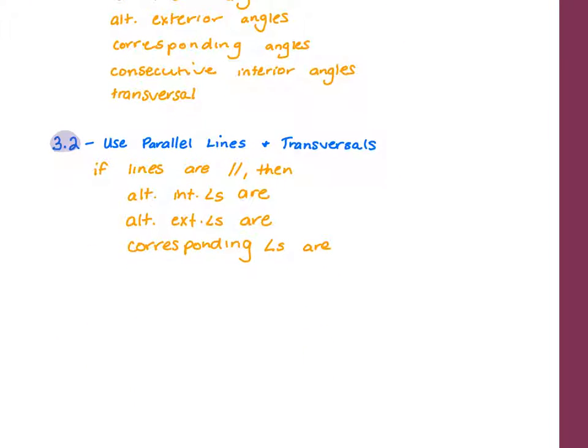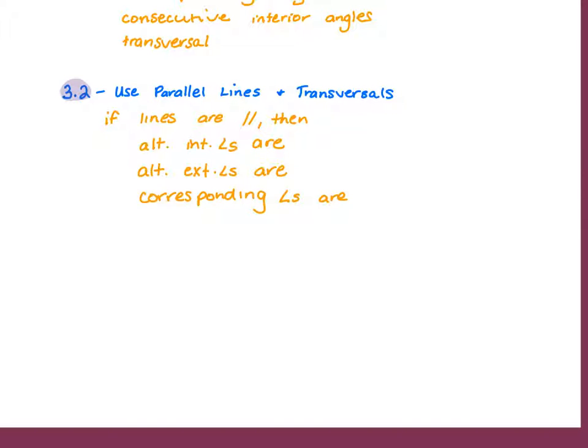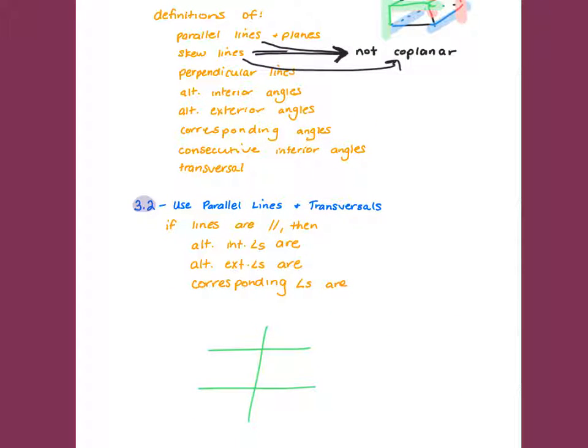All right, so then 3-2 started with our parallel lines. So if two lines are parallel and I have a transversal, then I establish, am I missing one? Is it on the next page? How did that get cut off? It should be consecutive interior too.